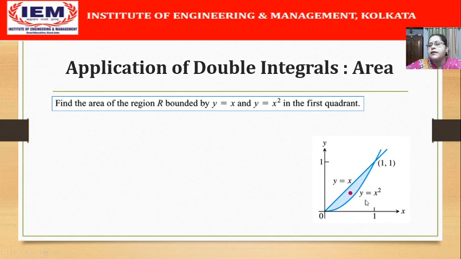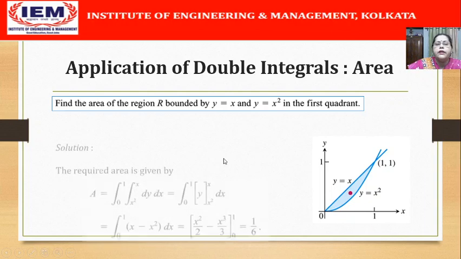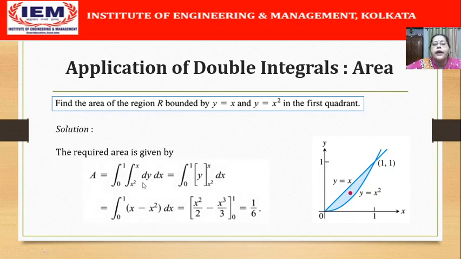And what about x? We see that the minimum value of x is x equal to 0, and the maximum value of x is 1, because the point of intersection of these two curves is (1, 1). So therefore we can now easily find the area. The area will be given by this repeated integral, where we first determine the inner integral with respect to y, where y, as just discussed, will vary from x squared to x, and then we will calculate the outer integral with respect to x varying from 0 to 1.